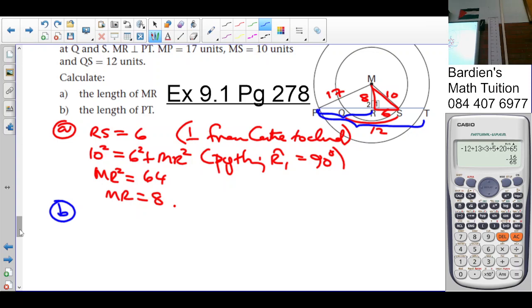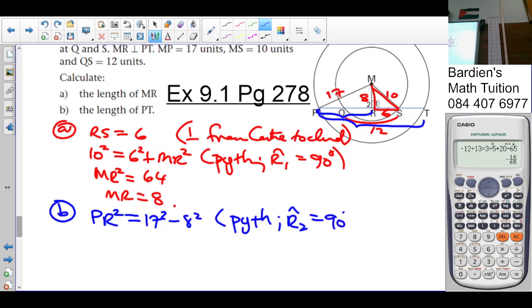Yes. So we are told now that PR squared is equal to 17 squared minus 8 squared. Why? The Pythagorean theorem with R2 equals 90 degrees. It was given 90, or perpendicular, so it has to be 90. So this works out to be 225. The root thereof is 15. Not so? 15 units.